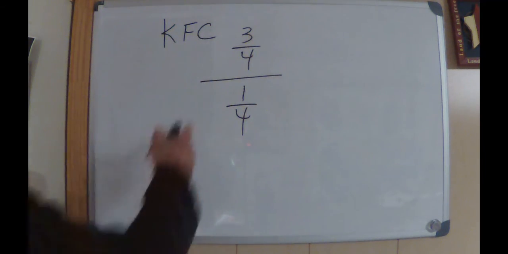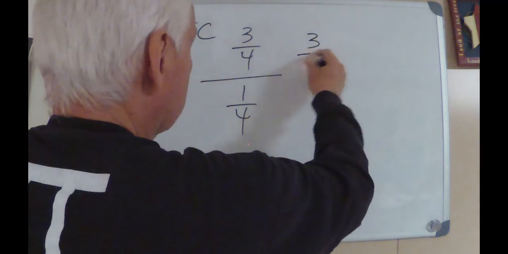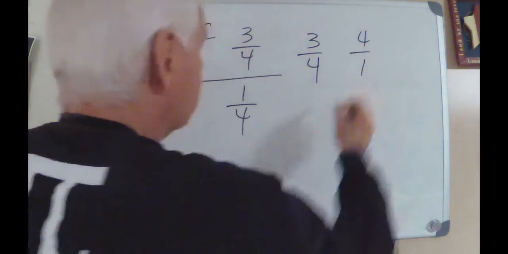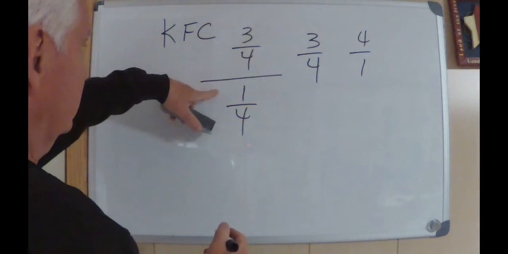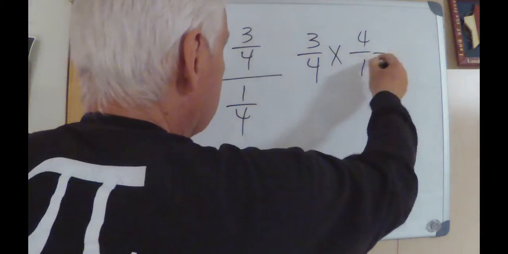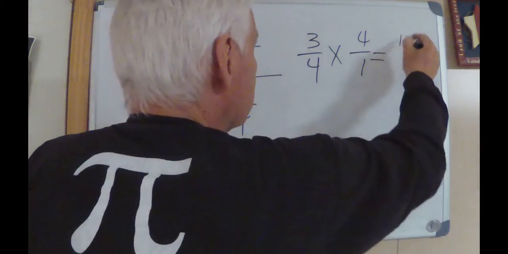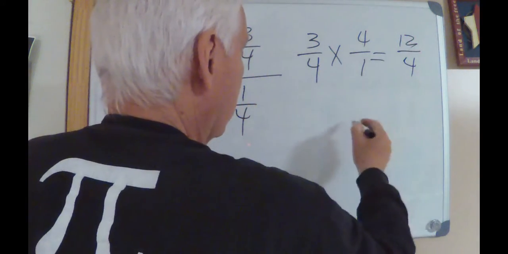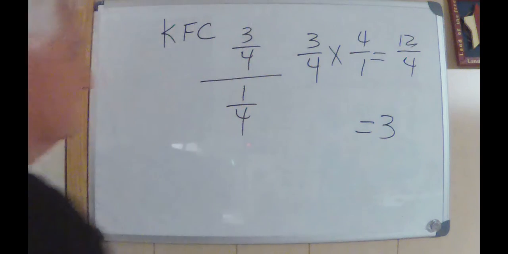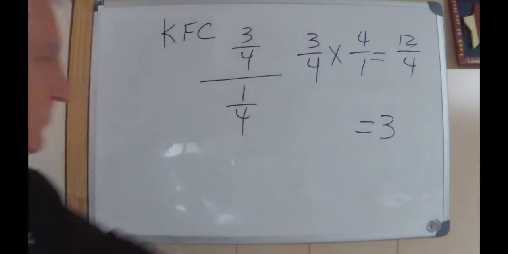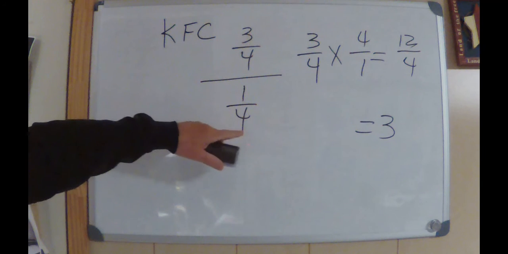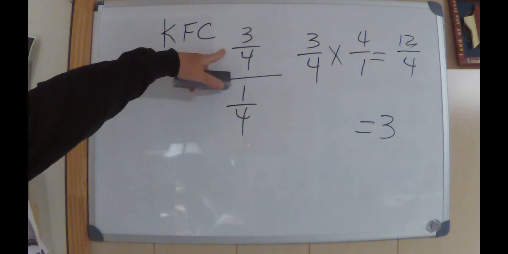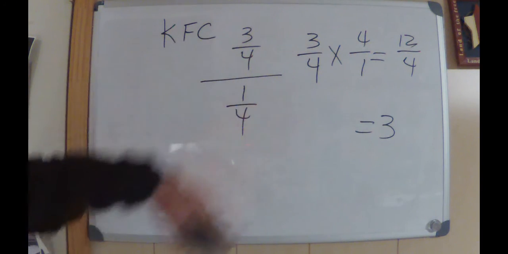But what we would do here is we would keep the top number. I'm going to flip the bottom number. And then I'm going to change this from division to multiplication, which makes this real simple. And this is going to give me 12. 3 times 4 is 12 over 4. And 4 goes into 12 3 times. And so our answer is 3. And most of us who are pretty good at math will know that there are 3 1/4s in 3/4 because 1 goes into 3 times.